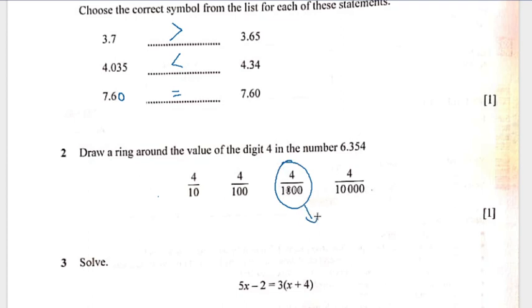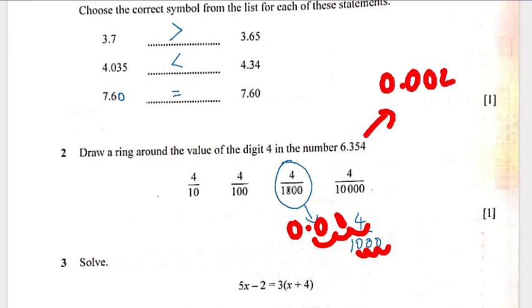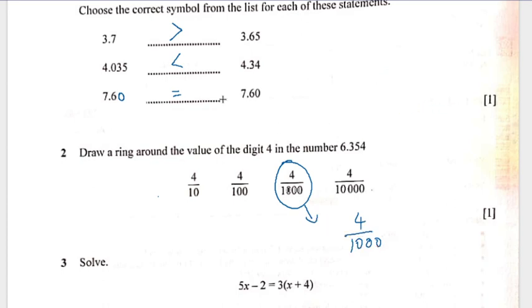This one, if you convert to decimal, you will get 4 over 1000. You move the decimal point 1, 2, 3 places. So here 1, 2, 3. So you get 0.004, which is equivalent to the digit value of 4 here. Okay, that's number 2.